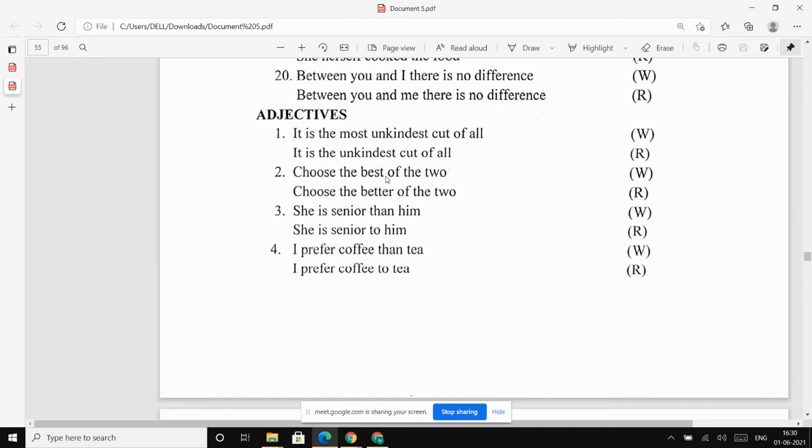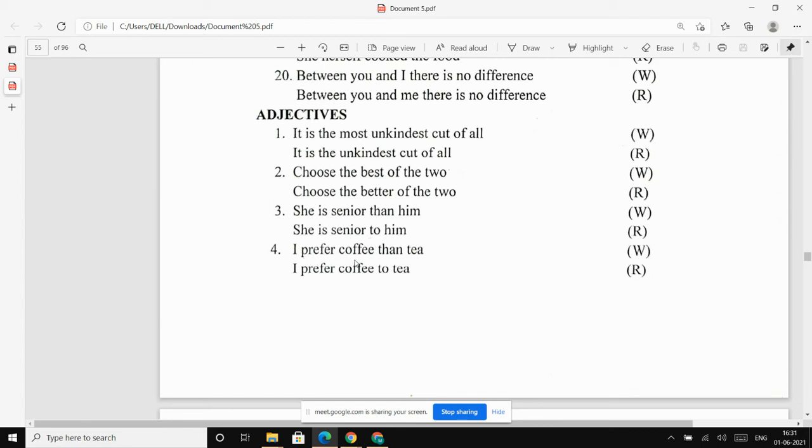Okay. Choose the best of the two. See here, it is only between two. That's why we have to use the comparative, not the superlative form. Choose the better of the two is the right sentence. And then, she is senior than him. So with the word senior, we use to, not than. For senior to, junior to, superior to, inferior to, like that, not than. That is the correction here.